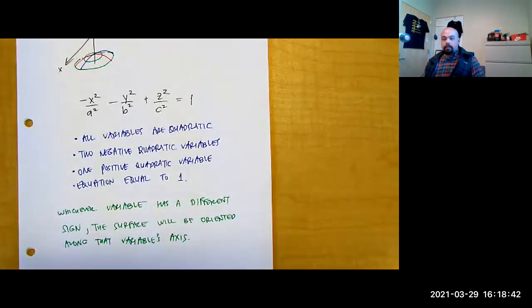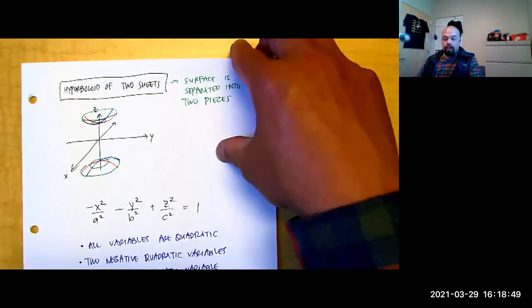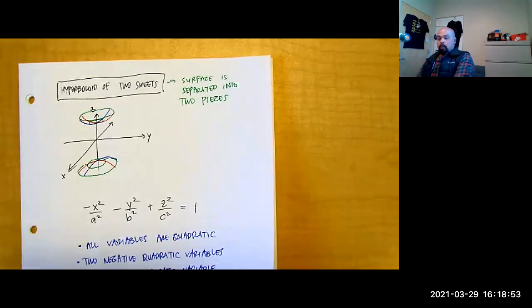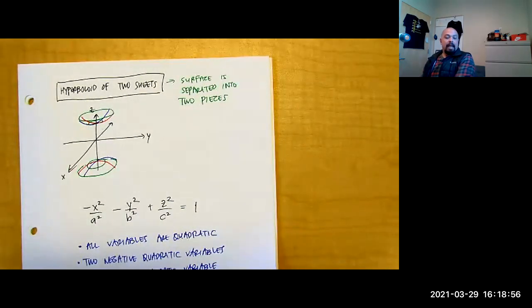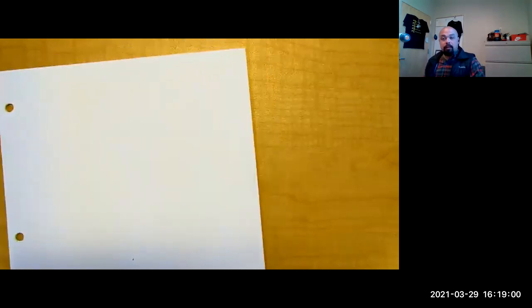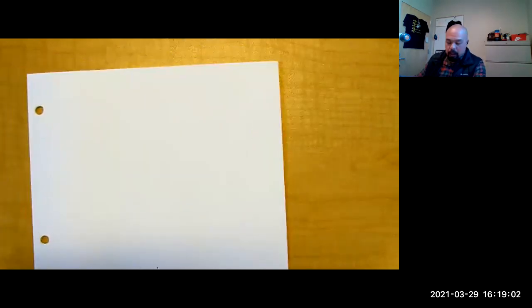Okay. All right. So that's a hyperboloid of 2 sheets. There's 2 negatives, 1 positive. Go to 1. And that finishes out the discussion in terms of all those quadratics, right? So now we're going to start to see where we have a linear term involved.